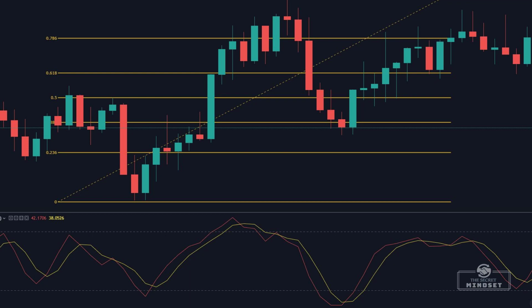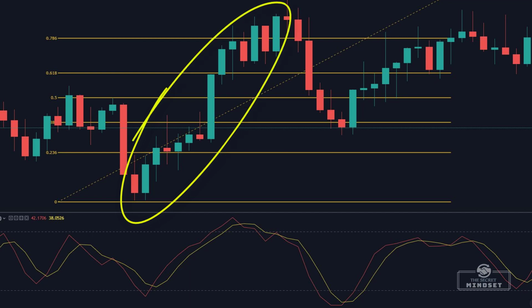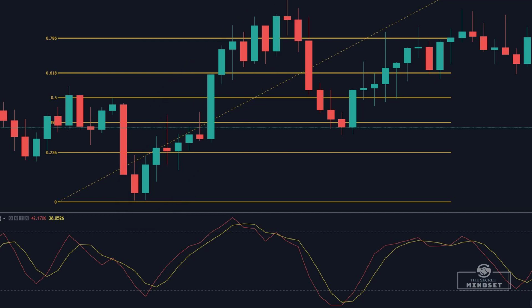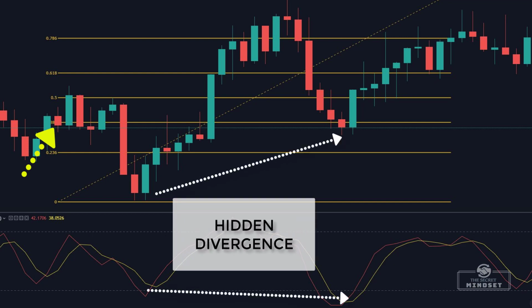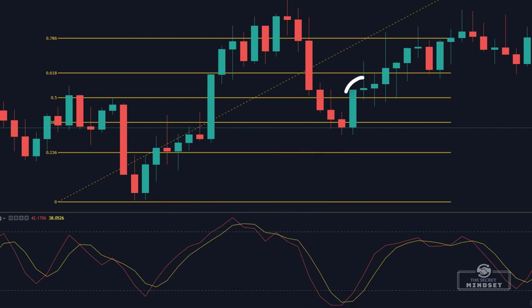A similar pattern is seen in the Aussie dollar weekly chart. After 4 months of price increases, the market retraced to the 38.2 Fibonacci retracement level. The stochastic indicator showed a hidden divergence around that area, representing a good opportunity to buy for a position trader.